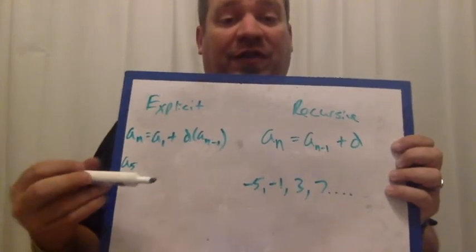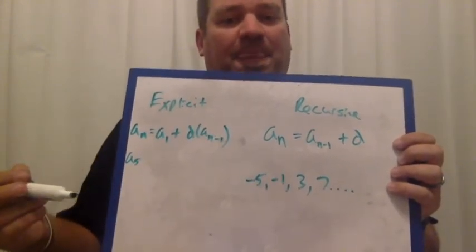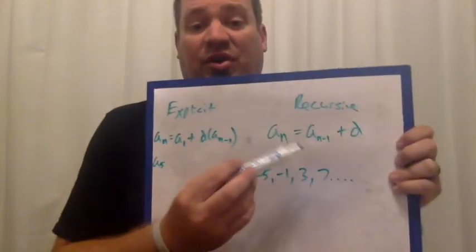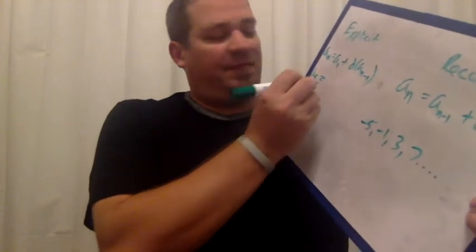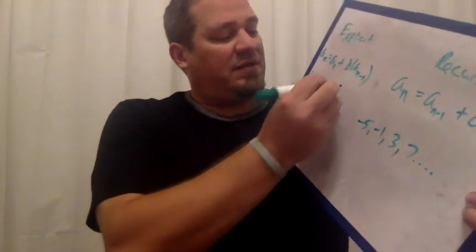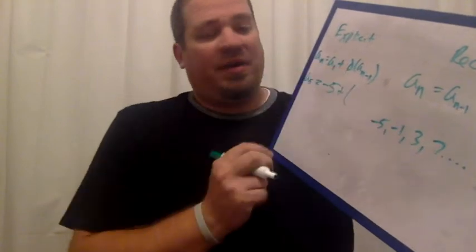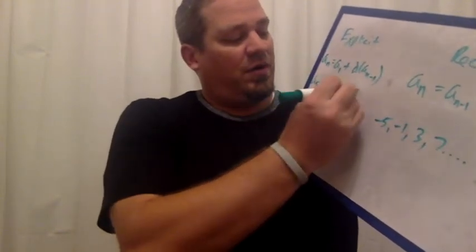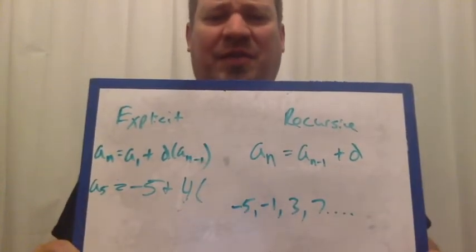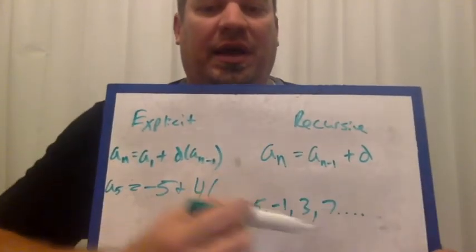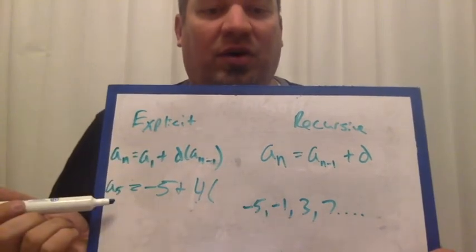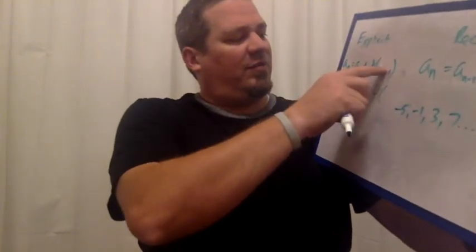Okay, so I want to find the fifth term. Well, what do I have to do? I simply find my initial term, a sub 1, which is -5. So a sub 5 is -5 plus my common difference, which is 4, times n minus 1. I'm sorry, I wrote it down wrong. It's just n minus 1.